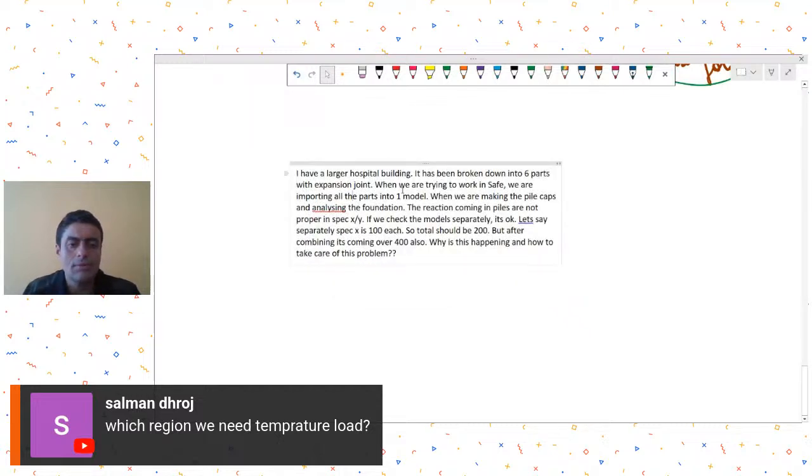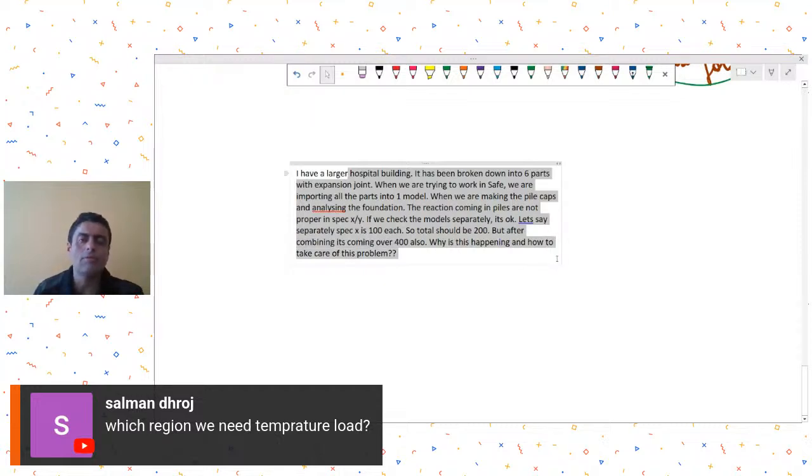Next question is from Rohit Kashyap, joining us from Guwahati. He is saying, I have a large hospital building. It has been broken down into six parts with expansion joints. When we are working in SAFE, we are importing all these parts into one model. When we are making the pile caps and analyzing the foundation, the reactions coming in piles are not proper in spec X, spec Y. If we check the model separately, it's okay. Let's say separately spec X is 100 each, so total should be 200, but after combining, it's coming over 400. Why is this happening and how to take care of this problem?